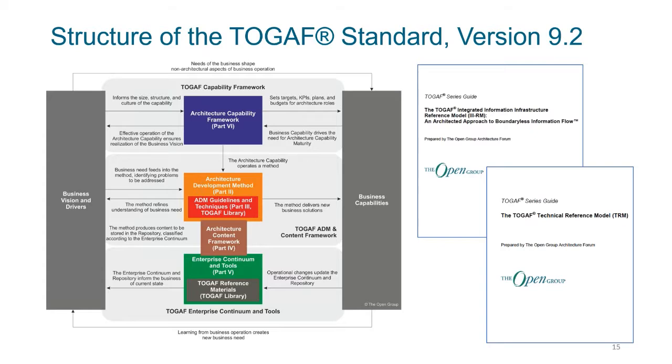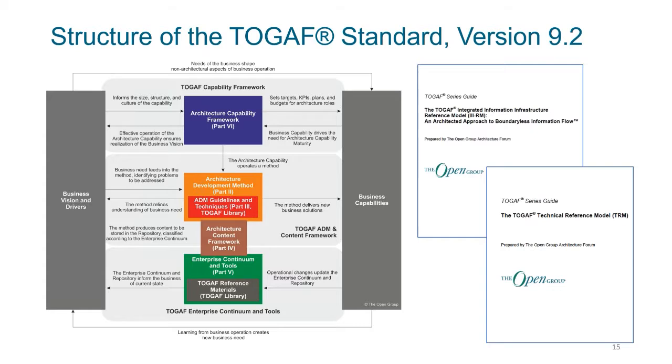So that's part 2. Part 1 is usually an introduction, so it's not a big deal. Part 3 is what we call ADM guidelines and techniques. So in other words, how you're going to structure, how you're going to develop, how you're going to introduce, how you're going to control the architecture. You follow certain techniques, right? That's part 3. Part 4 is the content framework.